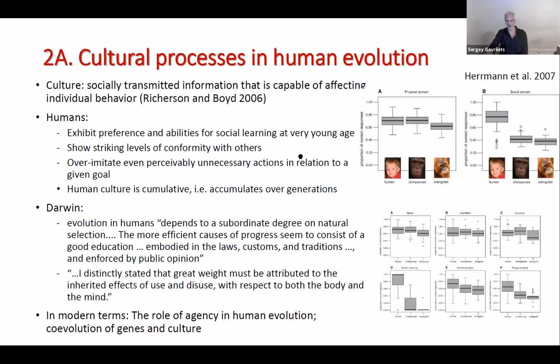We also show striking levels of conformity. We over-imitate, even unnecessary actions. And human culture is cumulative. It accumulates over generations. And Darwin saw the importance of culture for humans. I have a couple of quotes here. Evolution of humans depends in a subordinate degree on natural selection. The more efficient causes of progress seem to consist of good education embodied in the laws, customs, and traditions and enforced by public opinion. And the second quote is, I distinctly stated that great weight must be attributed to the inherited effects of use and disuse with respect to both body and mind. So what he says in modern terms is that the role of agency in human evolution is very large and that basically what was happening is that culture and genes were co-evolving.